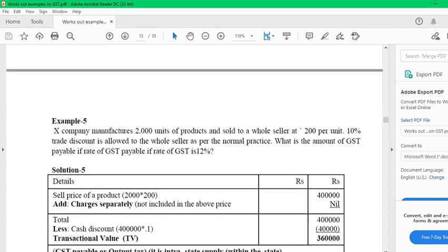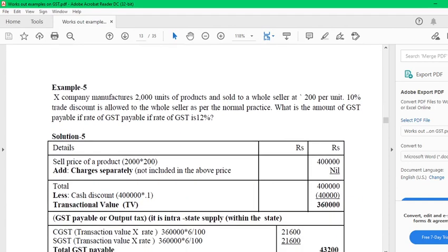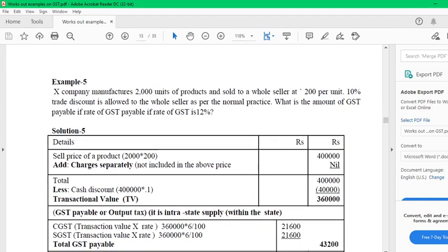Next, another example: a company manufactures 2,000 units of a product and sold to a wholesaler at 200 per unit. Here it is rupees 200 per unit. You have to calculate selling price, 2,000 into 200. 10% trade discount is allowed to the wholesaler as per the normal practice. What is the amount of GST payable? Applicable rate is 12%. Very simple.